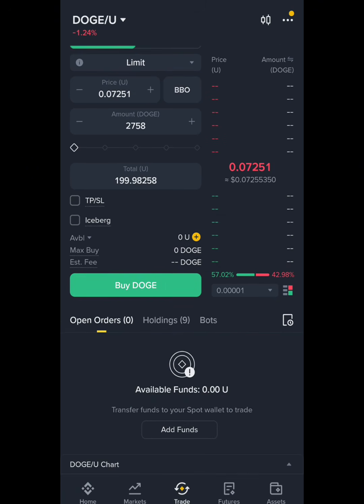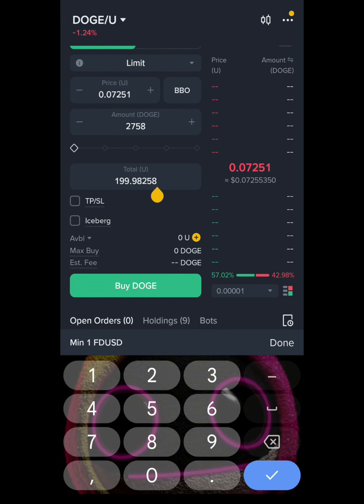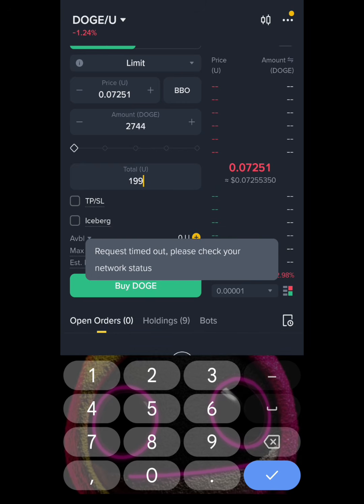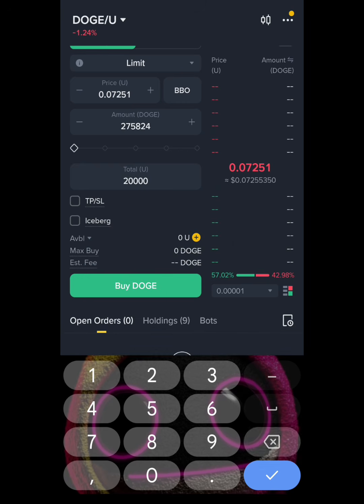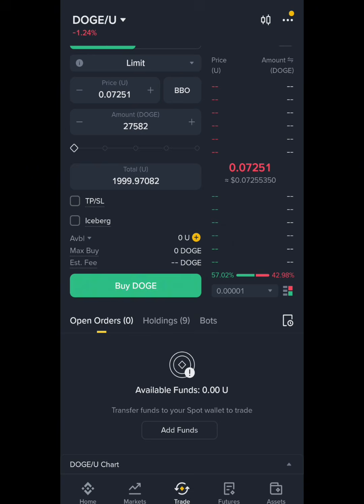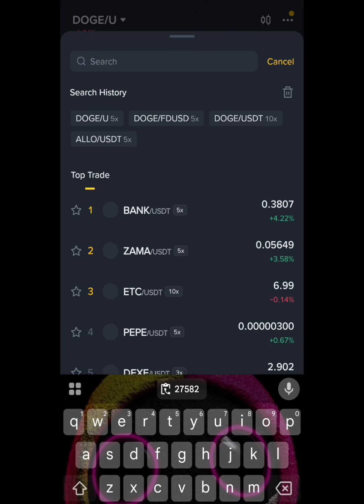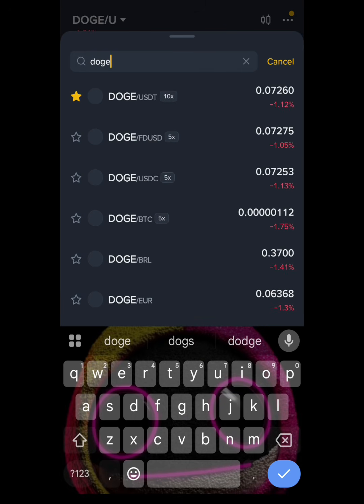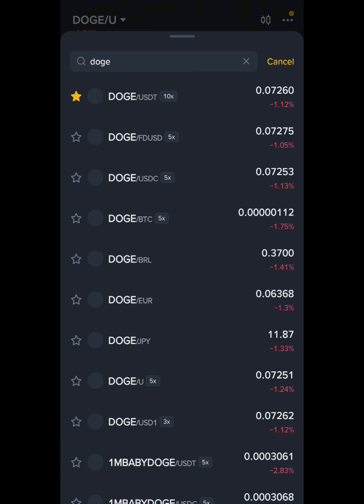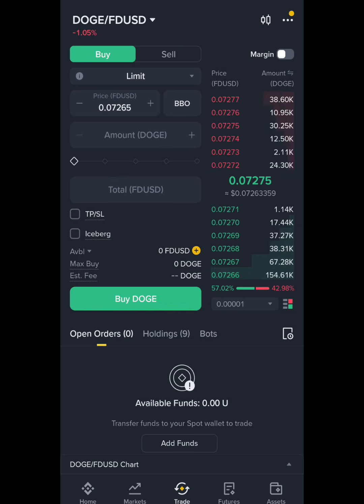Let's put in 2,000, so we'll be getting 27,582 Doge, right? So let's just sell it at the one that has the highest price difference. Let me check again, which one is the highest one now? You see the FDUSD, right? Yeah, see the FDUSD. So let's input the price, we put this in.